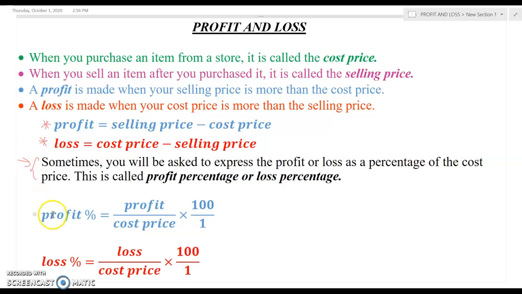So to find profit percentage, what we do is you put the profit over the cost price and then you multiply by 100/1. And then to find the loss percentage, you put the loss over the cost price and you multiply by 100/1. So very simple. If it's profit percentage, you put the profit on top over the cost price times 100/1. If you want to find loss percentage, it's the loss over the cost price multiplied by 100/1. So these are some formulae here that you need to remember, right?